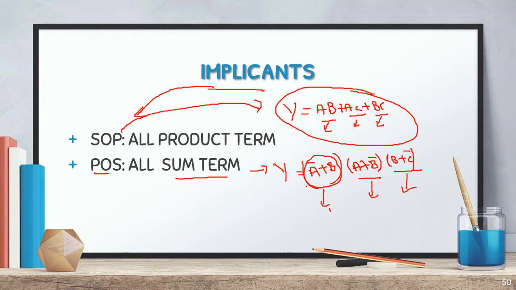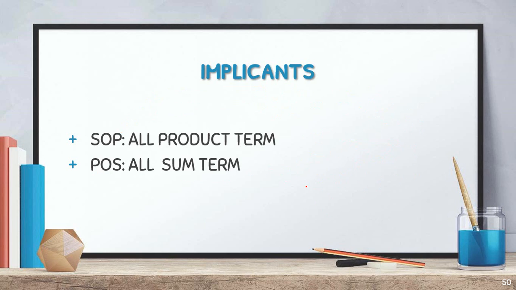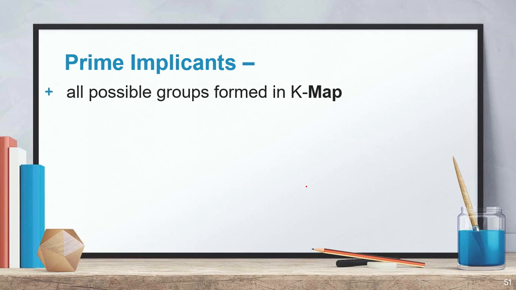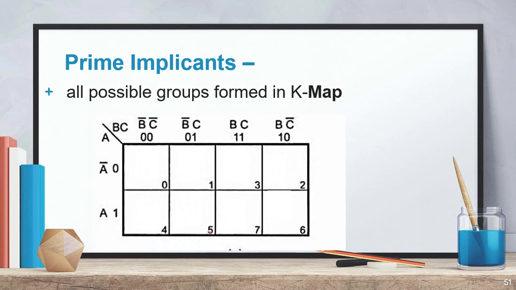In implicants, we have four major types. One by one, we can discuss. The first type is the prime implicant. What does prime implicant mean? A group of squares or rectangle made up of a bunch of adjacent minterms, which is allowed by the definition of a Kmap, is usually known as a prime implicant. It is also written as PI. In a simple way, we can say that all possible groups we form in the Kmap are known as prime implicants.